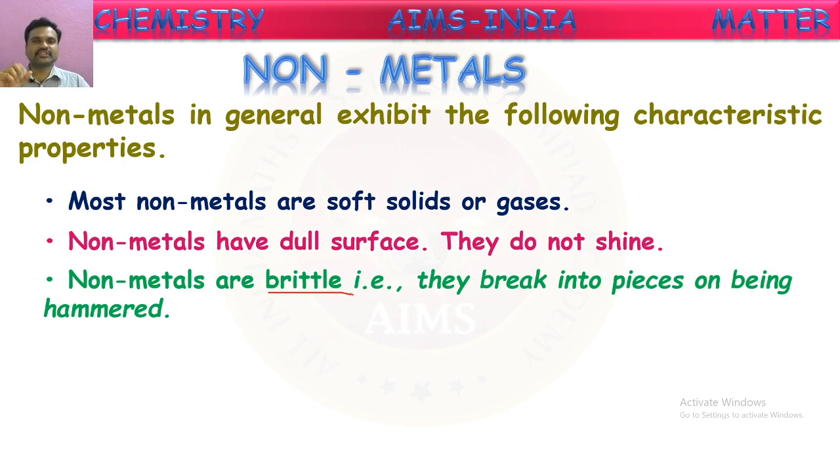One more example is glass. When you touch glass it is very hard, isn't it? But when you throw a piece of glass down, it immediately breaks into small pieces. That nature is called brittle nature. So even these non-metal solids are brittle in nature.